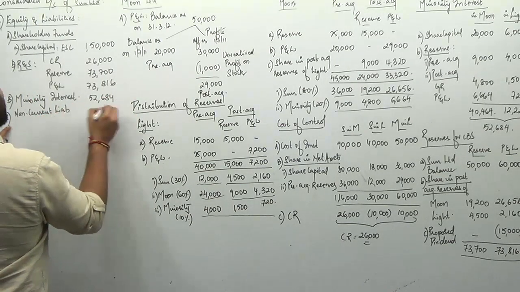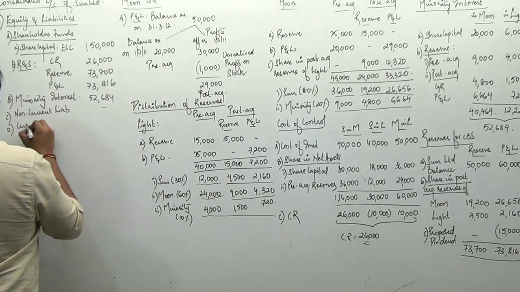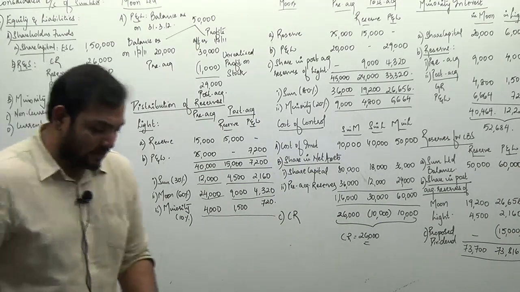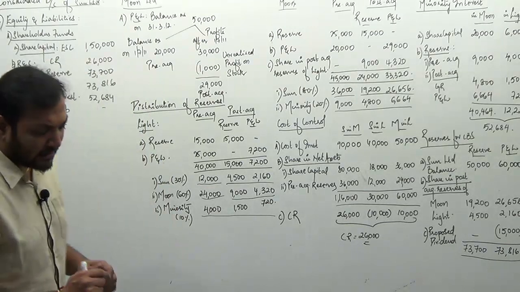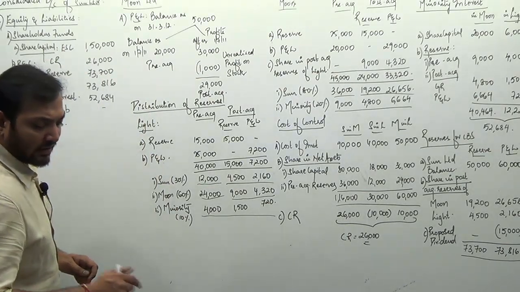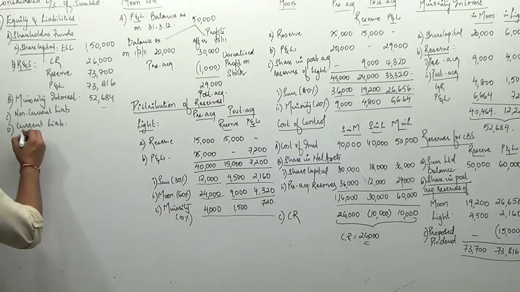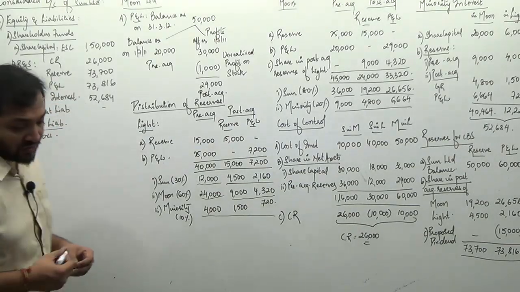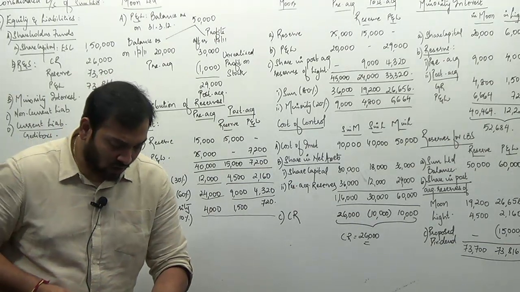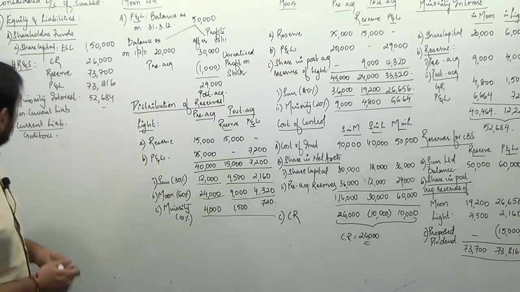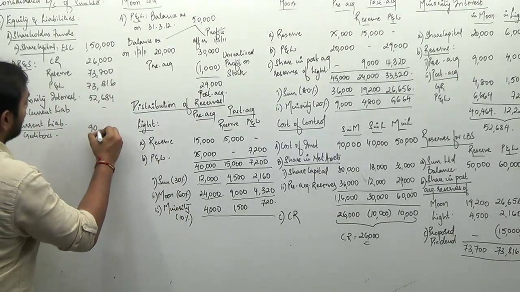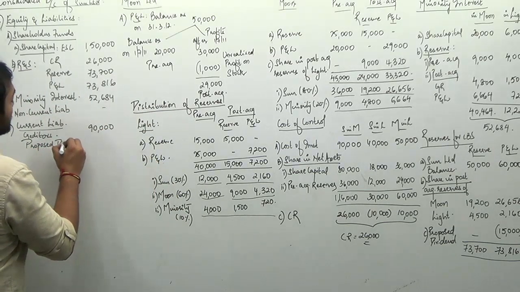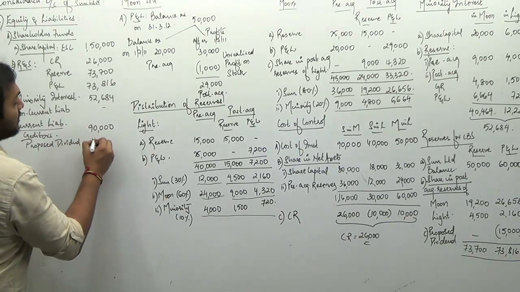Non-current liability is nil. Current liabilities exist. The only current liability existing is creditors, and the total of the creditors is 90,000. Check intercompany owings, if any. Yep, no intercompany owings. So creditors is 90,000. And also proposed dividend. Finally, we have the proposed dividend, the last item in your reserves for CBS, 15,000.